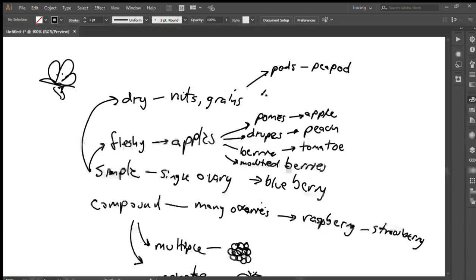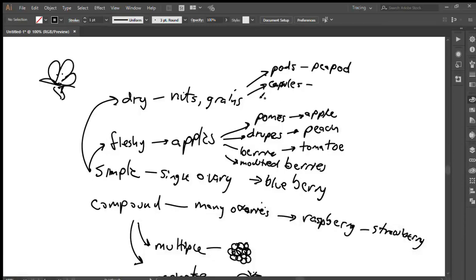If the ovary has many chambers, each of which contains many seeds, we call those capsules. Capsules. Okay. Poppy seeds, I'm trying to think if there's a decent one that you know right offhand.